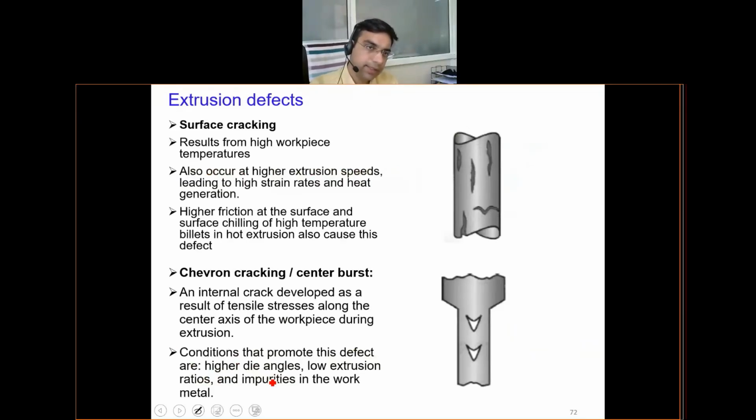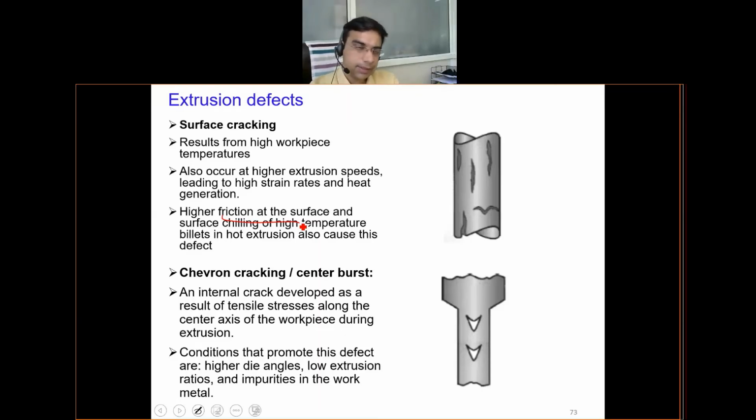Now we will look at some of the defects which come in the extruded products. So the first defect is surface cracking. Surface cracking is basically a result of a high temperature of the workpiece, which may also occur because of high extrusion speed. High extrusion speed will induce high strain rates, which will generate high surface friction. And because of this high surface friction, there may be cracks developed on the surface of the extruded product.